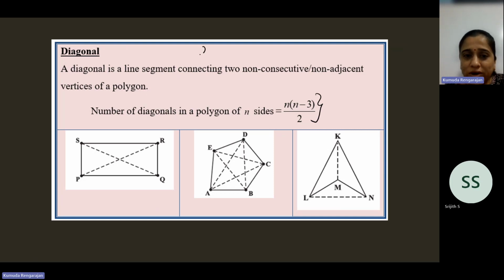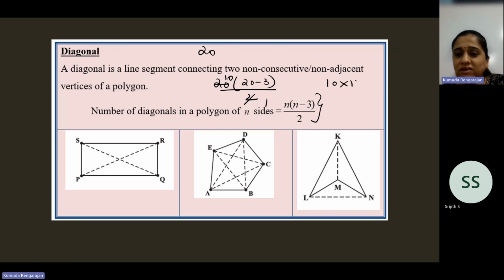So if the polygon has 20 sides, it will have 20 into 20 minus 3 by 2 diagonals. So simplify, 2 ones are 2, 2 tens are 20. So now 10 into 17, 170 diagonals. A polygon with 20 sides can have 170 diagonals by joining non-consecutive vertices. Correct.